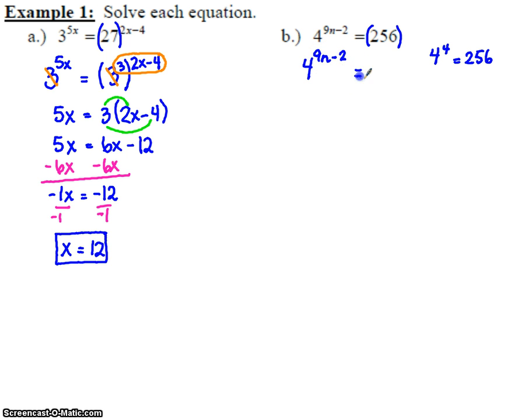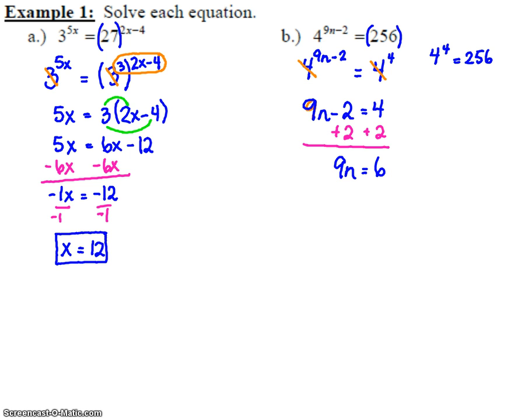Where was that? So on the left, that doesn't change. On the right, this becomes a 4 to the power of 4. And so now your bases of 4 can cancel. And you get 9n minus 2 is equal to 4. So then let's solve this for n. So we're going to add 2 to both sides, and we end up getting 9n equals 6.